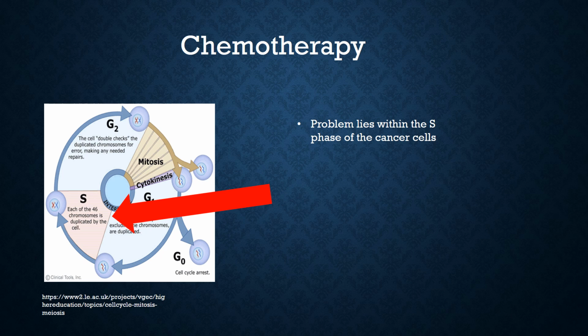So the main problem lies within the S phase of the squamous cells. Basically, whenever the squamous cells go through a DNA mutation during the G1 phase of the cell cycle, they end up replicating that DNA mutation during the S phase, which then leads to the new squamous cells produced after mitosis to have that same DNA mutation. This leads to an influx of cancerous squamous cells, which then lead to tumors.